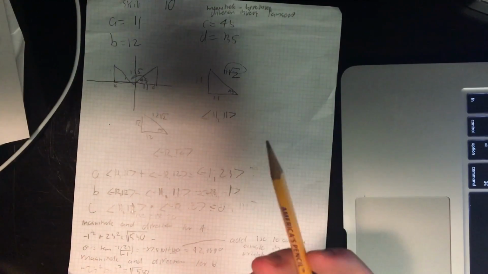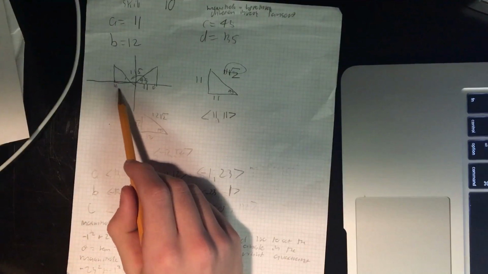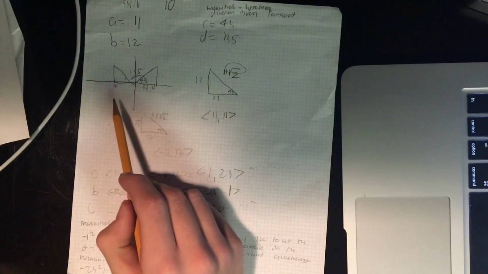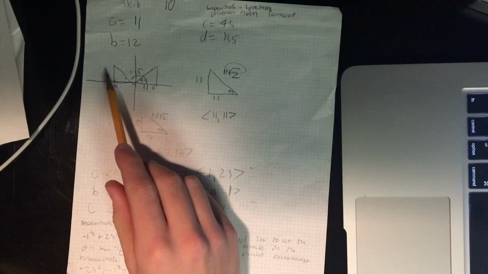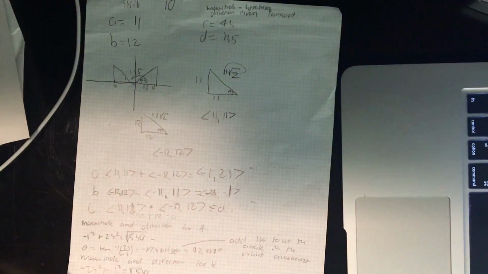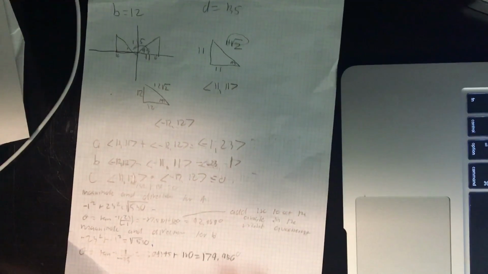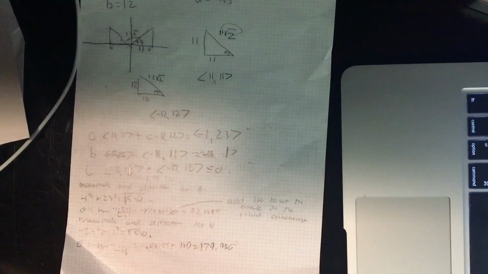And the same thing goes for the other triangle, except this is 12, and it's a negative 12 because it's in the second quadrant, but this is 12 because it's going up. So that vector is negative 12, 12. So it's asking me to add these two vectors.